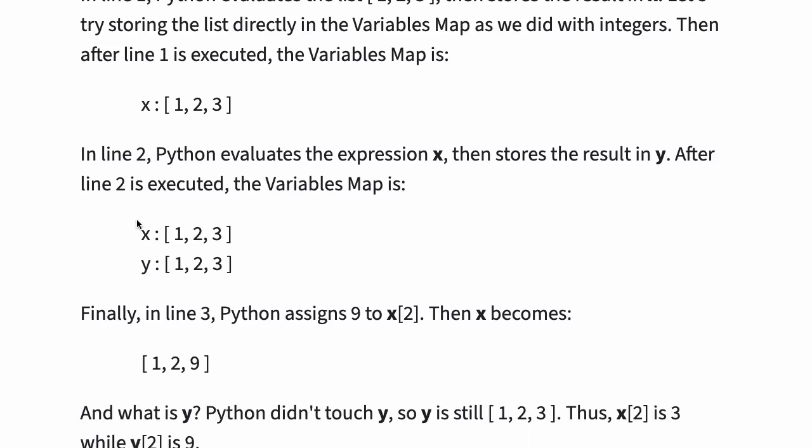After line 2 is executed, the variables map contains two entries with keys x and y and the value list 1, 2, 3. Finally, in line 3, Python assigns 9 to x2. Then x becomes the list 1, 2, 9. And what is y? Python didn't touch y, so y is still the list 1, 2, 3. Thus, x2 is 9, while y2 is 3.